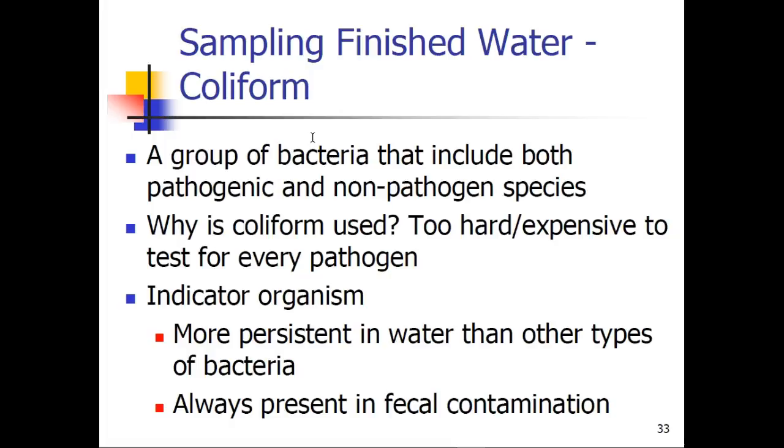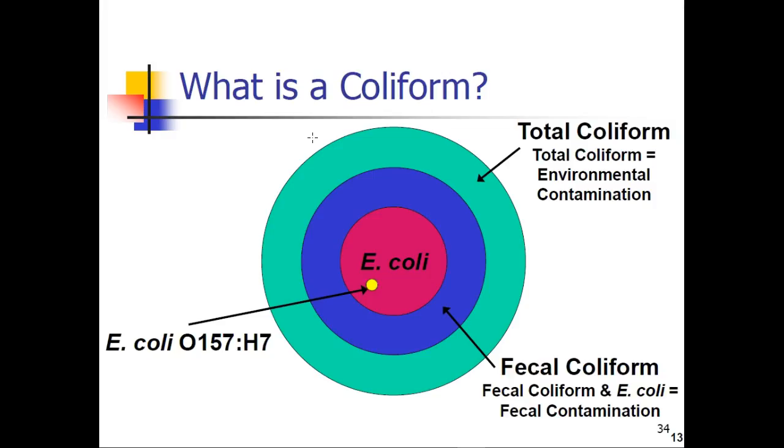It's an indicator organism. It's more persistent in water than other types of bacteria, and it's always present in fecal contamination. So we got the bullseye. So what is coliform? We have our total coliform out here. Then we go into fecal coliform, and then E. coli.